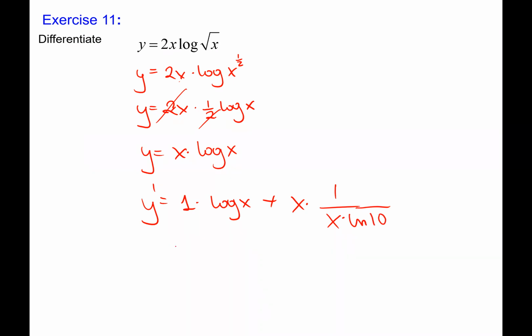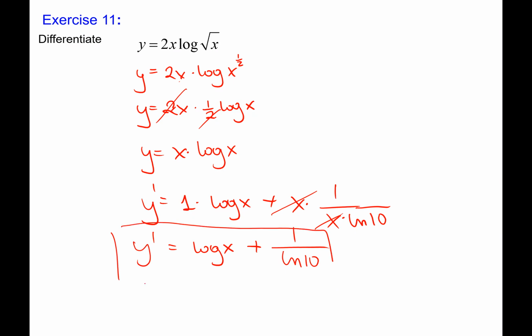Okay, I think we can rewrite log x plus x. Actually, x and x I can cancel out. Really nice: 1 over ln of 10. I believe this is the final form. And the last one.